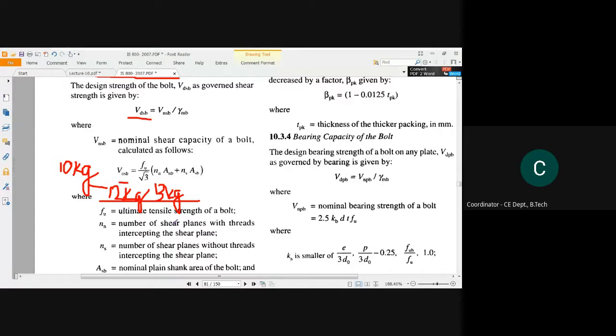It might be 2 kilo or 3 kilo extra. So why are you taking that extra? Just to be assured, to be on the safe side.